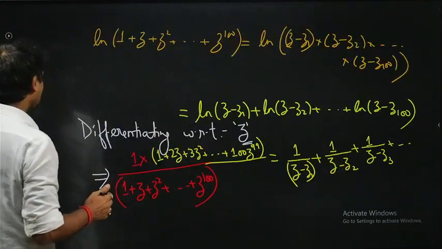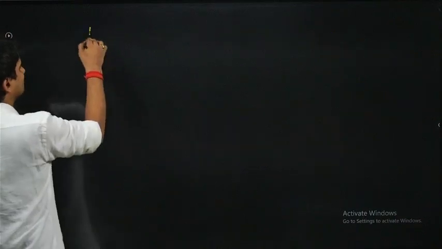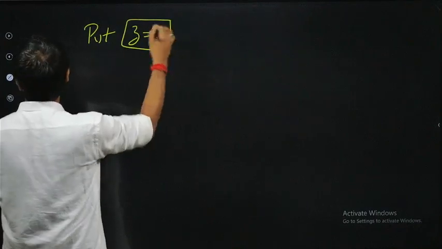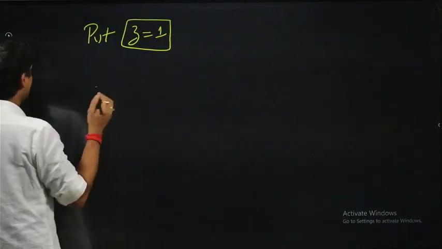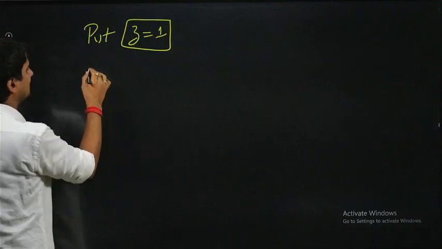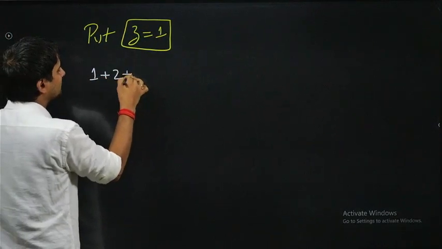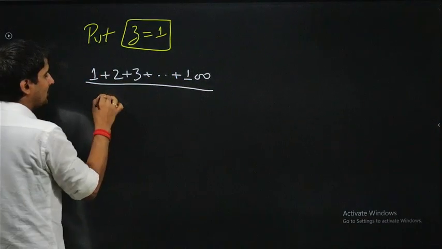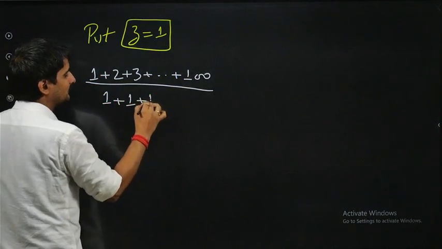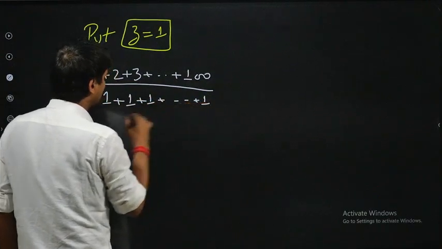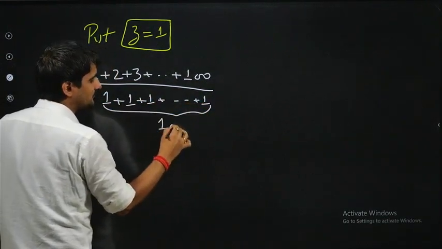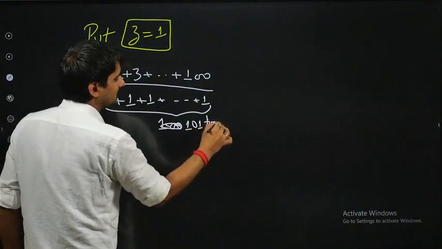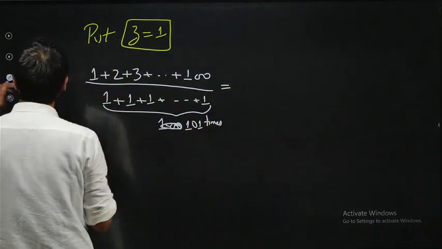So what does that mean? That means we will be substituting z by 1 on both sides. So just put z equal to 1 in the LHS first. So we get 1 plus 2 plus 3 and so on till 100. And how many times 1? 1 plus 1 plus 1 till z to the power 100. So how many times is it? Bachcho, 0 to 100. It's 101 times, isn't it?